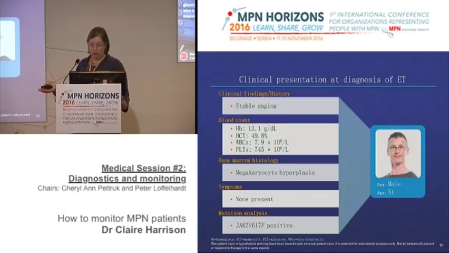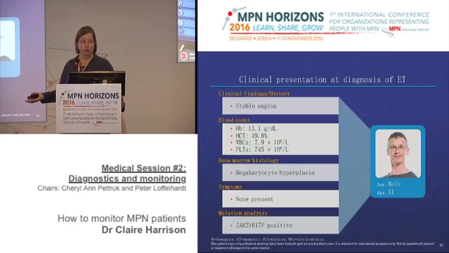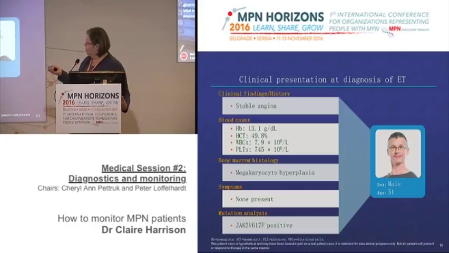Here's a patient with a diagnosis of ET. This is a man who presents with stable angina. Remember I told you yesterday, you men, you're at more risk of arterial thrombotic events. So this patient has stable angina and somebody notices that the platelet count's high. About 20% of patients, when we have them at diagnosis, have already had a thrombosis event in the years preceding the diagnosis. So this patient would fall into one of these categories.